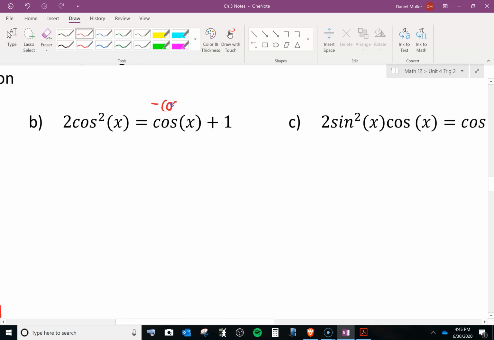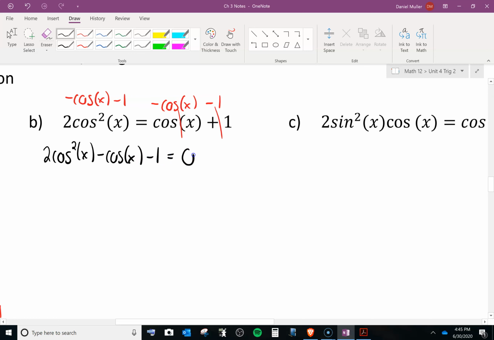Minus the cos of x, and minus the 1 over to this side. So then those are gone and those are gone. So I've got 2 cos squared of x minus cos of x minus 1 is equal to 0. And then I have to factor this again like I did.